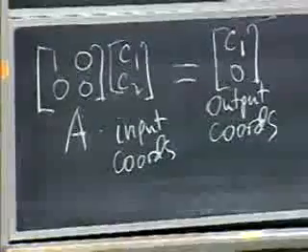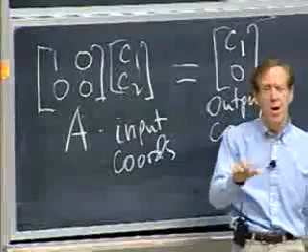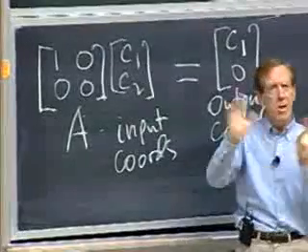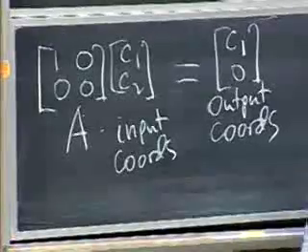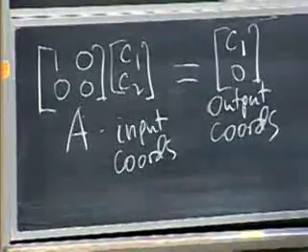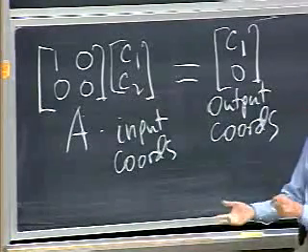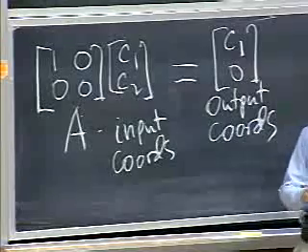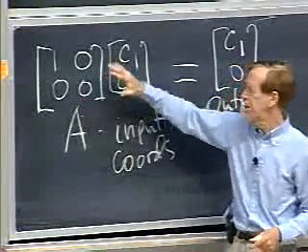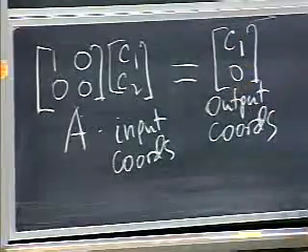So what's the point? The first point is there's a matrix that does the job. If there's a linear transformation out there, coordinate-free, no coordinates, and then I choose a basis for the inputs, and I choose a basis for the outputs, then there's a matrix that does the job. And what's the job? It multiplies the input coordinates and produces the output coordinates.